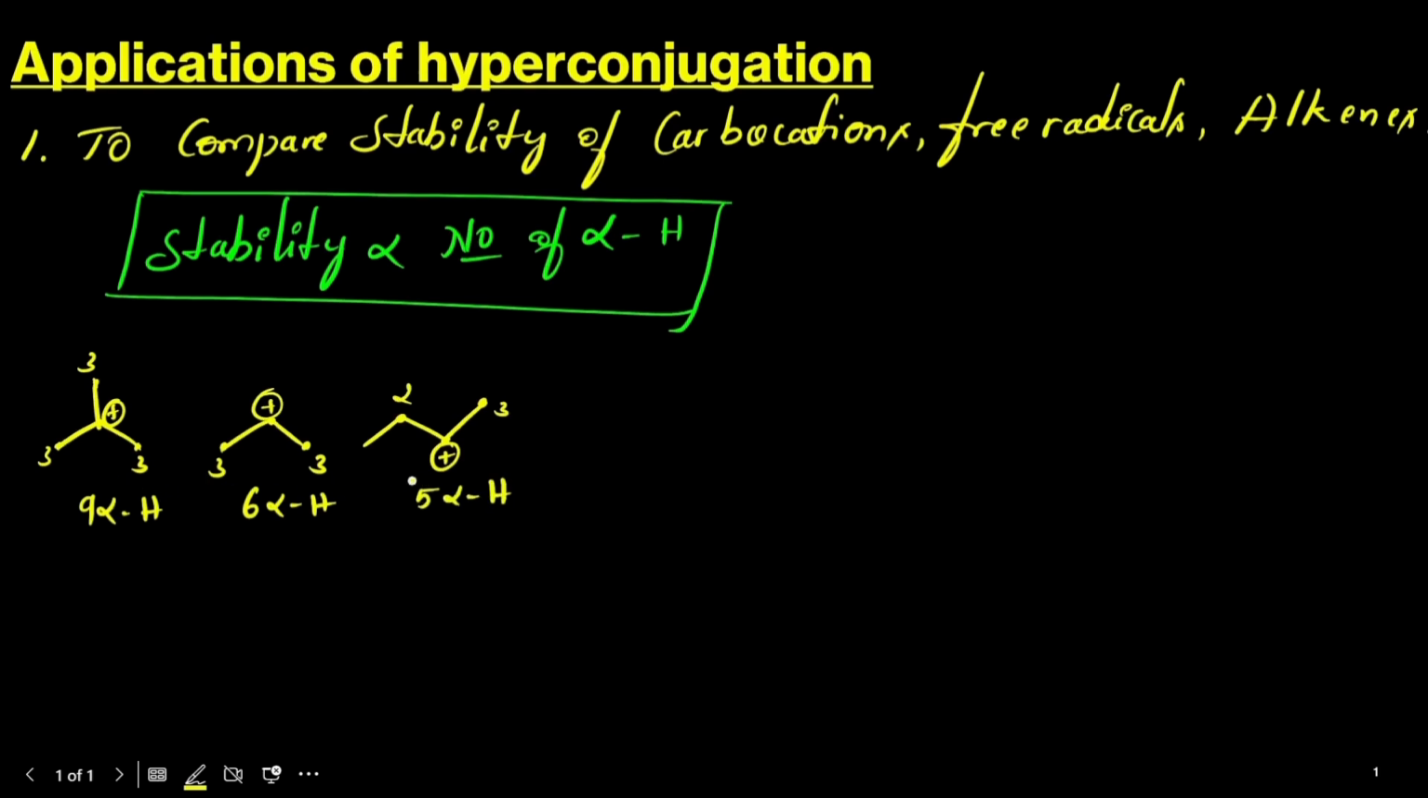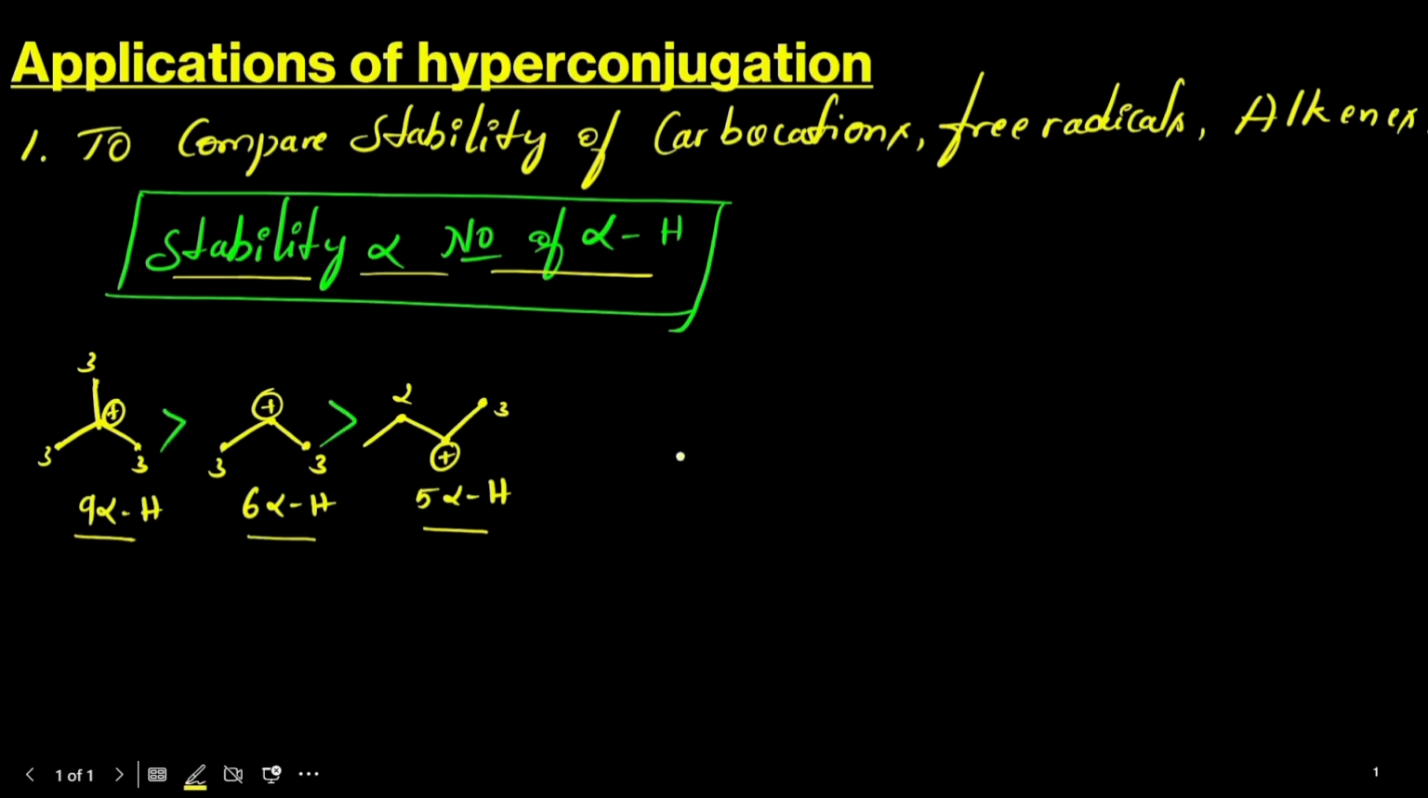So, what is the stability order? Stability is directly proportional to the number of alpha hydrogens. So, here 9 alpha hydrogens, 6 alpha hydrogens and 5 alpha hydrogens. Therefore, the stability order is: first one is greater than second one, which is greater than third. This is the stability order.